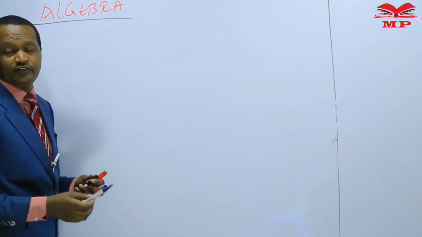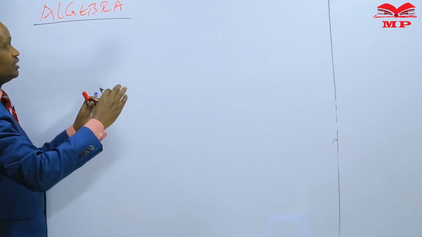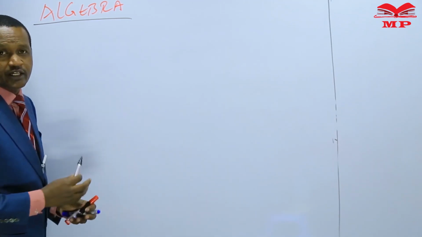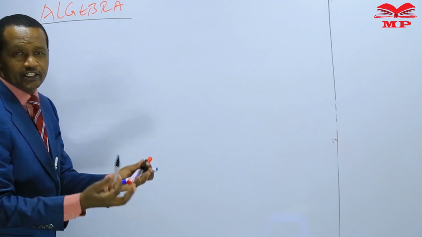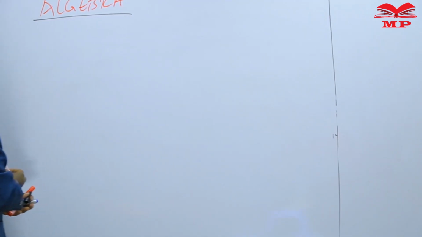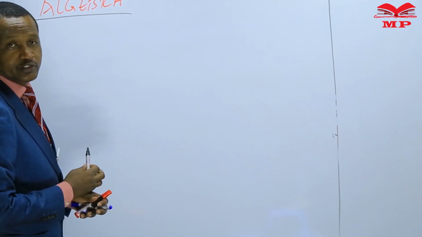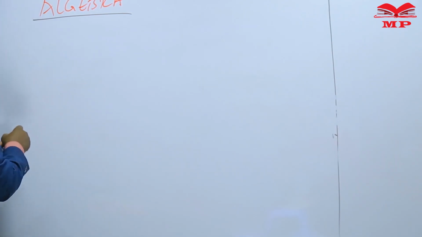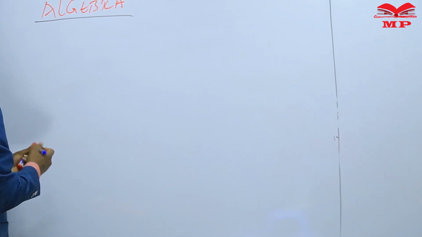This is not a new unit to you. In standard 5, we learned a few things in algebra, like collecting terms and adding the algebraic expressions. In this unit, this will be our unit objectives.